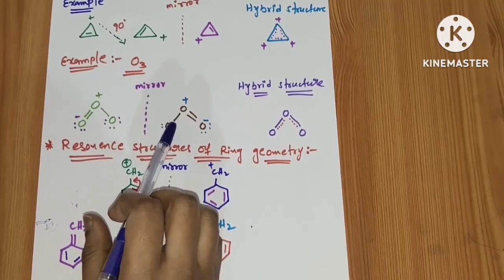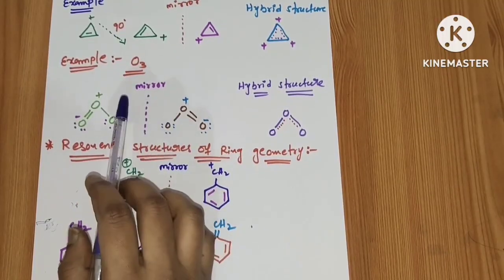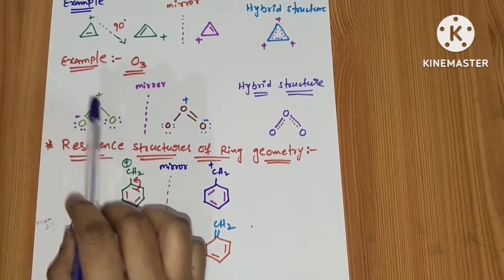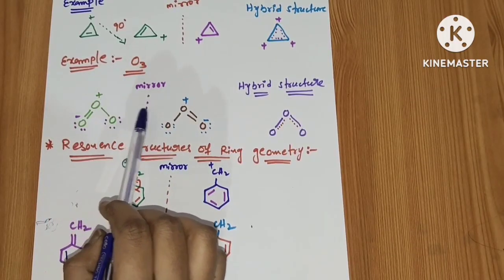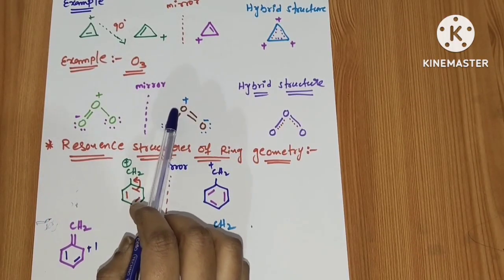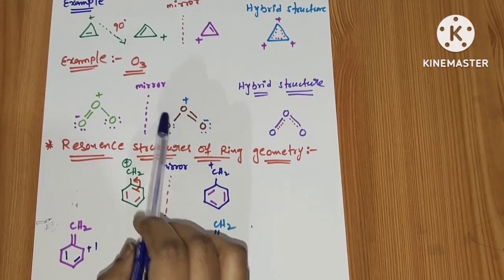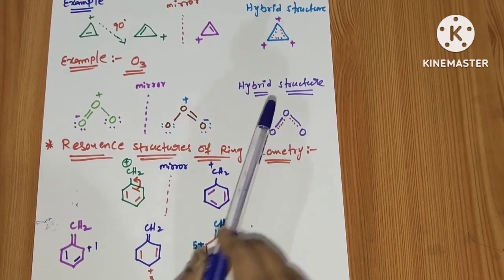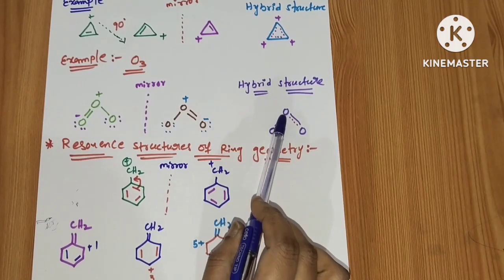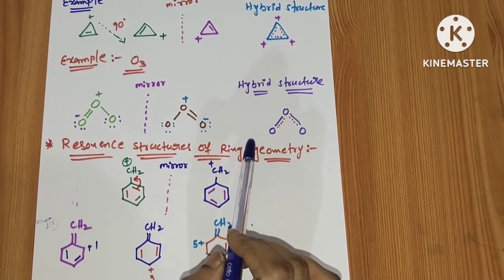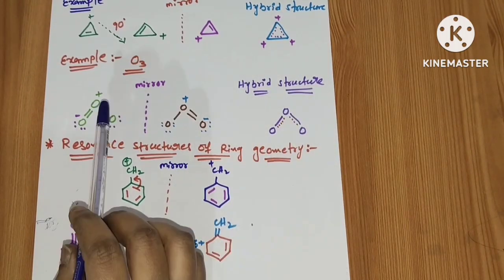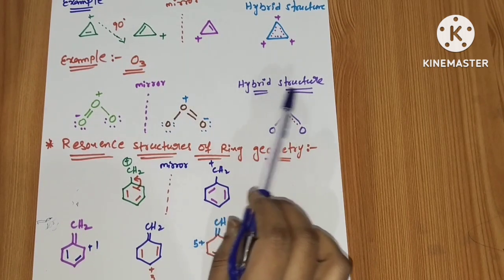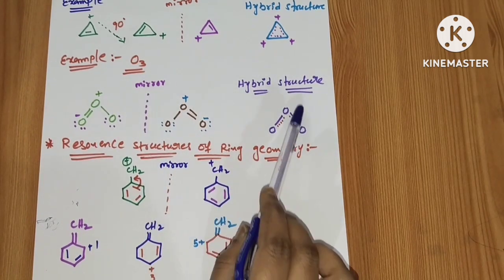Also remember that there are some exceptional cases like ozone. Here we do not rotate it, rather we just reflect it. After reflection, we get this structure. Now let's see its hybrid structure. Well, we can easily draw its hybrid structure like this. A double bond is present here and here. So, the hybrid structure of ozone is like this.